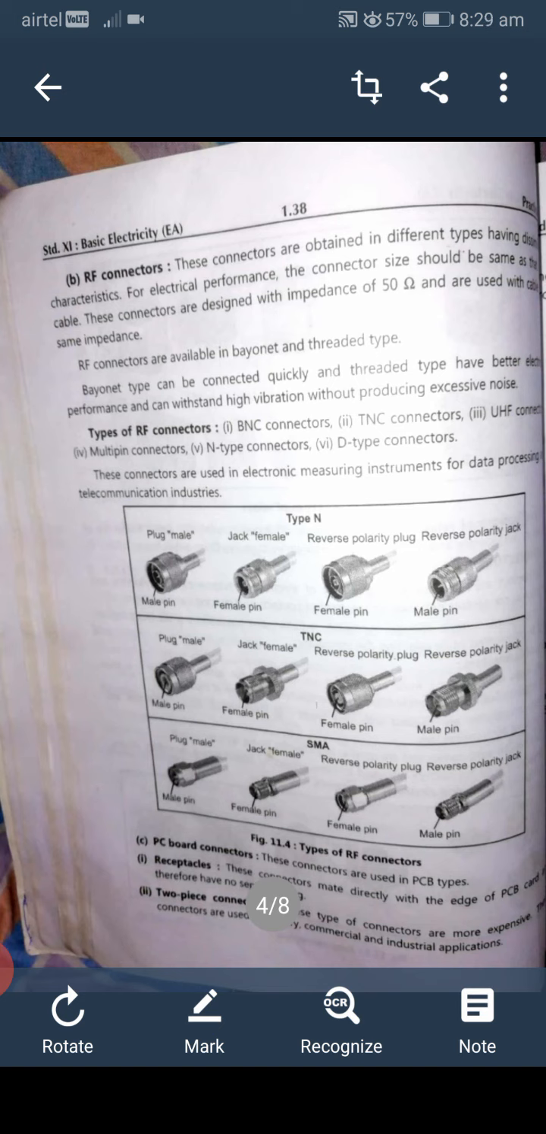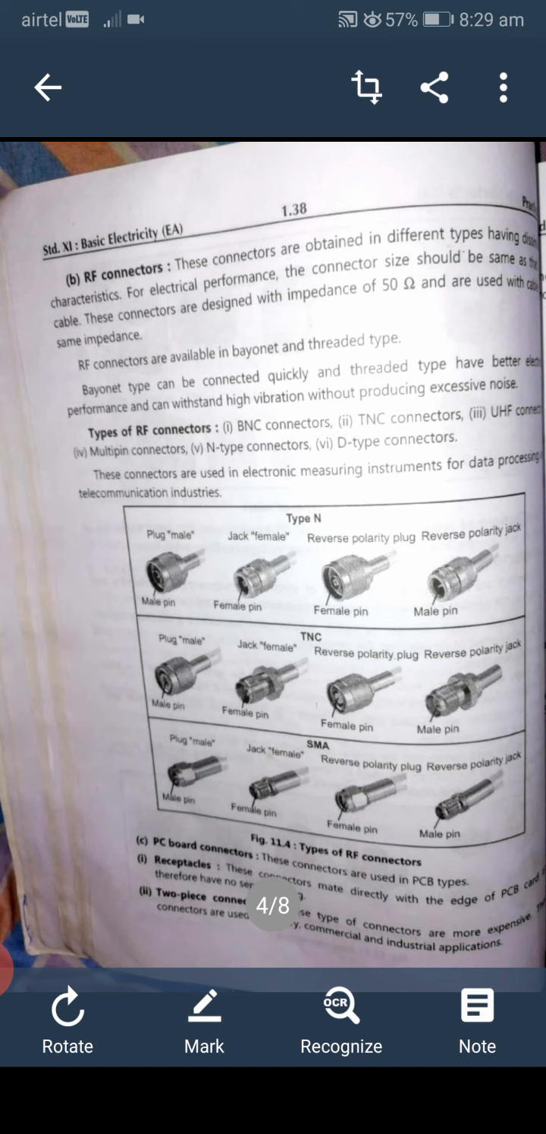RF connectors. These connectors are obtained in different types having dissimilar characteristics. For electrical performance, the connector size should be the same as that of the cable. These connectors are designed with an impedance of 50 ohms and are used with cable of the same impedance.